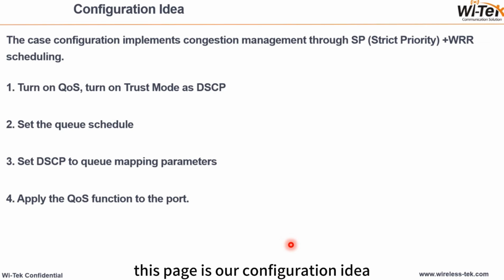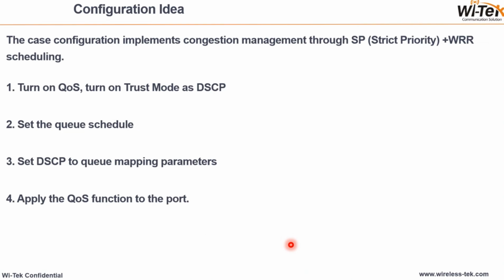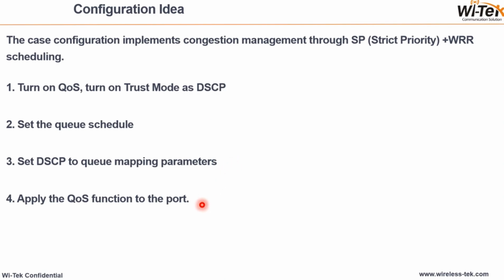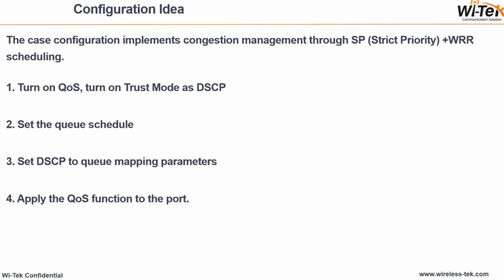This page is our configuration idea. So we will follow this idea to finish all the configuration steps later. Let's take a look at this idea. First, turn on the QoS. Turn on the trust mode as DSCP. Second, set the queue schedule. Third, set DSCP to queue mapping parameters. Fourth, apply the QoS function to the port.